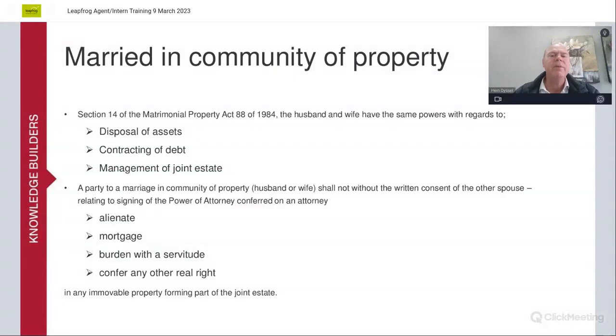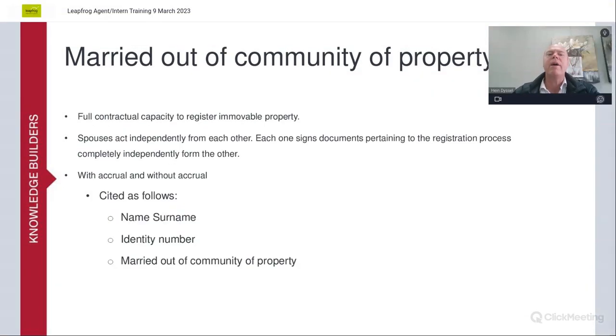That's irrelevant, completely irrelevant. Because you are seen as one, you are married in community of property, the property will have to register in your name and your wife's name. It doesn't matter whether you pay the full purchase price or not, it's irrelevant. So that's important to keep in mind, and that's obviously the benefit of a marriage out of community of property. Because if you got married out of community of property, absolutely, you can buy, sell, do whatever you want to do without the consent of your spouse.